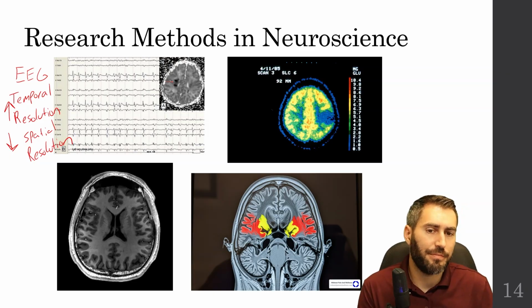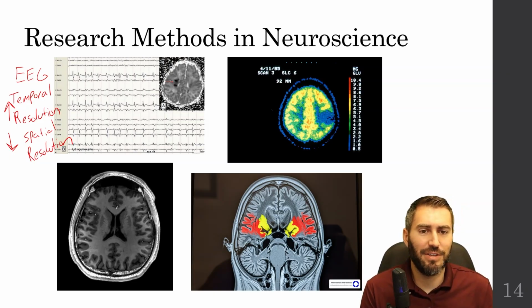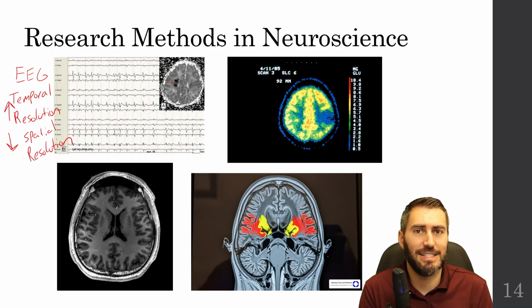So that's fantastic. But while it has really good temporal resolution, it has pretty bad spatial resolution. And so this means that it really doesn't do a good job of seeing where in the brain we are seeing these signals and seeing this information take place. And so while we can see when, we can't really see where as accurately.